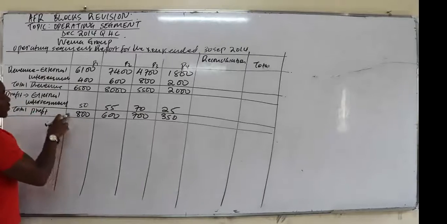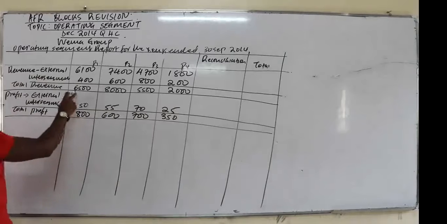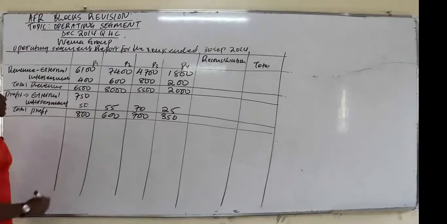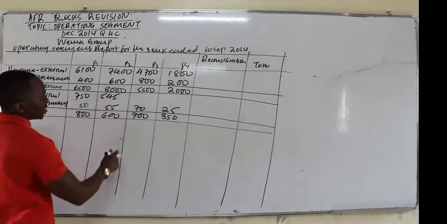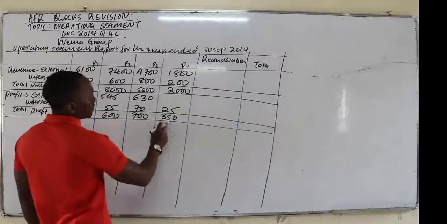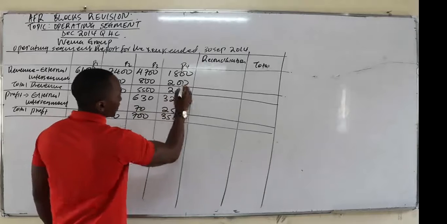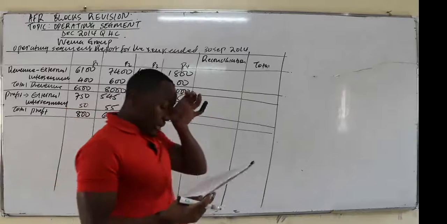You take the total profit 800, you less 50 for the intersegment so that you get the external, that's 750. 600, you less that, you get 545. 700 minus 70, you get 630. 350, you get 325. Good. Then we need to incorporate the expenses. Let's go to note number 3.